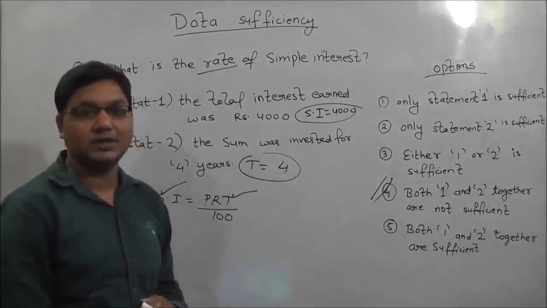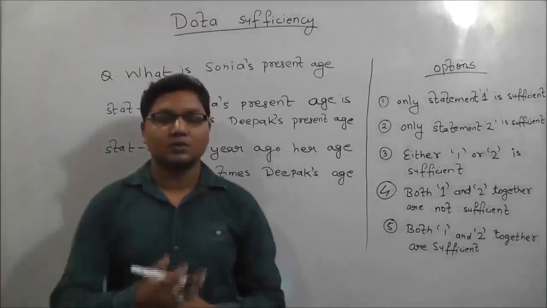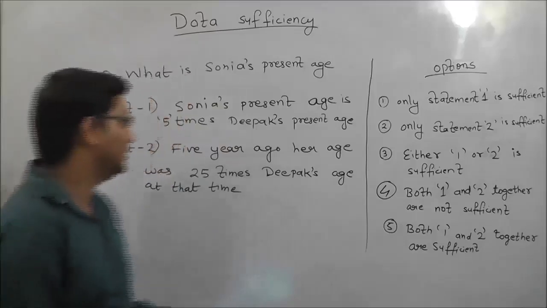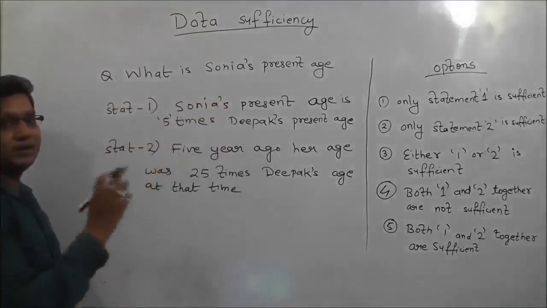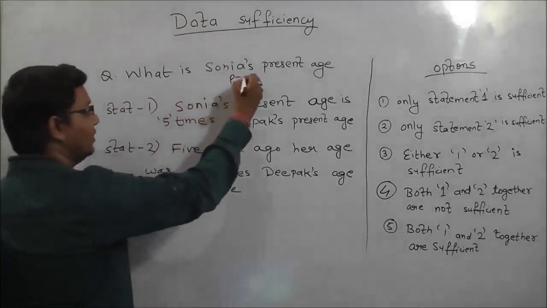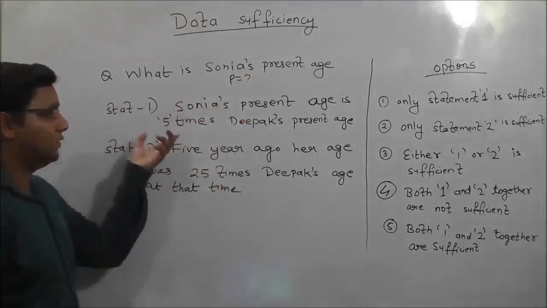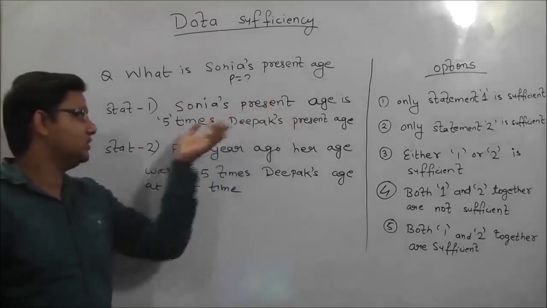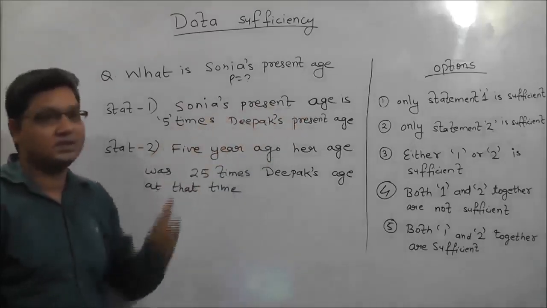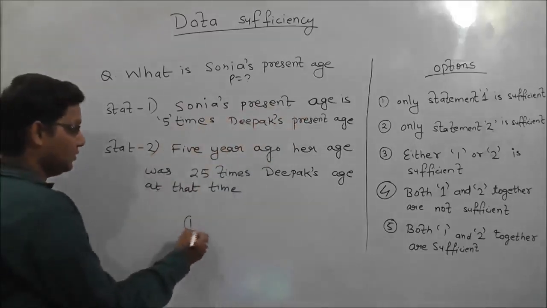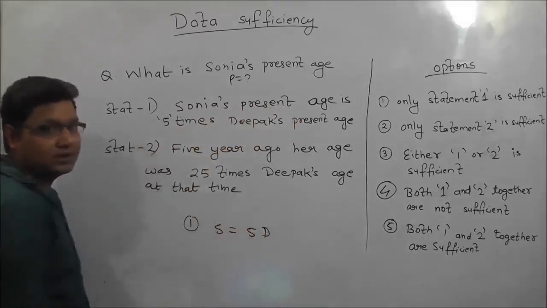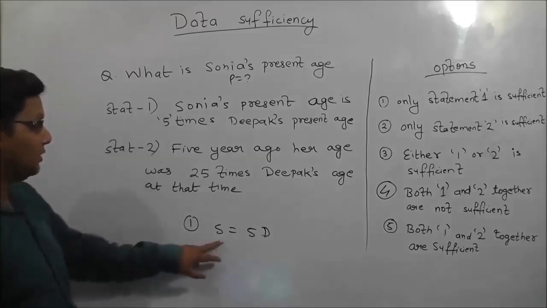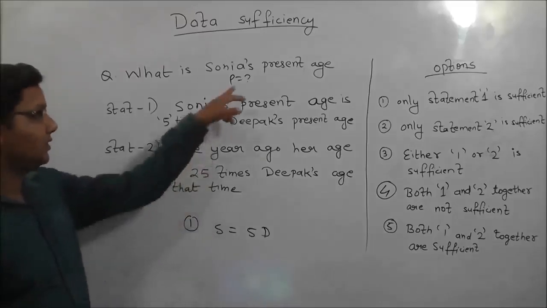So let's move to our next question. Let us see the second question, that is, what is Sonia's present age? So we have to find the present age of Sonia. The first statement is: Sonia's present age is 5 times Deepak's present age. So according to statement 1, Sonia's age is 5 times Deepak's present age. With this equation, we cannot find the present age of Sonia.